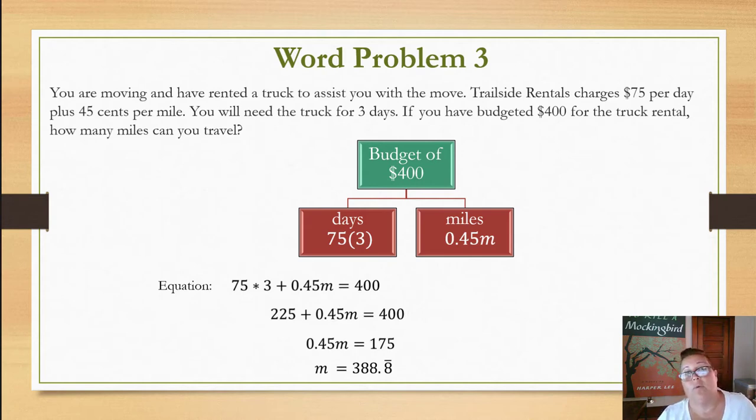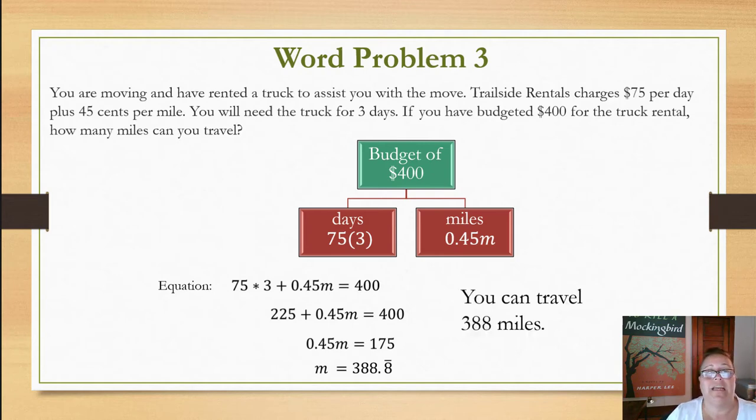Now, granted, in the real world, we would likely just scrounge our change jar, but this is not the real world. This is math. So I'm going to take any additional decimal mileage and simply cut it off. So I'm going to stay under budget if I can travel 388 miles. And that will be my final answer.